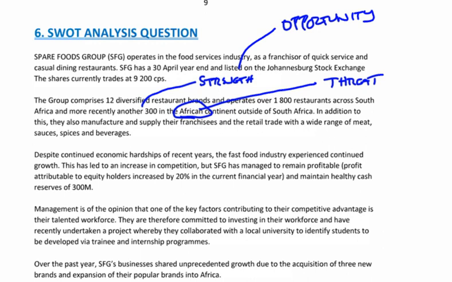It says, in addition to this, they also manufacture and supply their franchisees and retail trade with a wide range of sauces, spices, and beverages. Is that a strength, a weakness, an opportunity, or a threat?